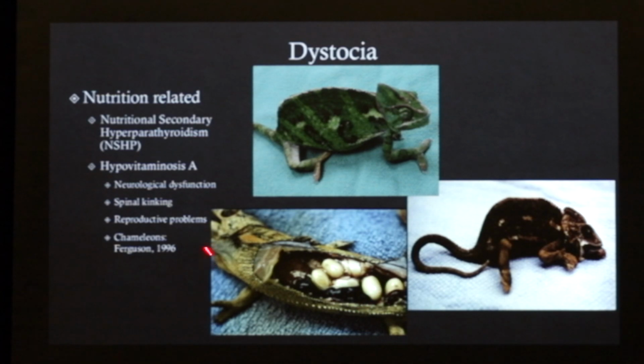And then, we know too that Dr. Ferguson did some fabulous work with panther chameleons, and found that vitamin A plays a role in a lot of things, but also reproductive disease. So dystocia could be a part of not getting enough vitamin A in the diet as well, specifically for chameleons, but probably for a lot of our other herp species as well.